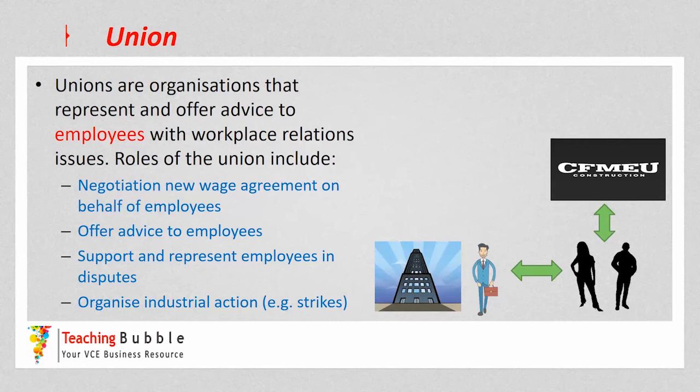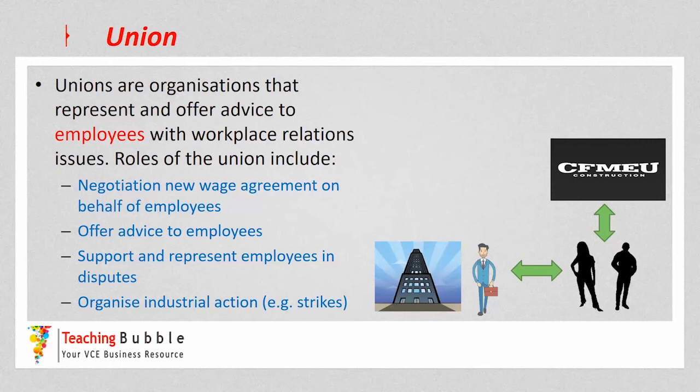So part of the role of a union is to negotiate new wage agreements on behalf of employees, because they are there to represent the employees and get the best deal for the employees. They also offer advice around workplace relations issues. That could be during the term of their agreement, or offering advice during the term of a negotiation or a dispute or anything like that. They offer support and can also represent employees again during times of dispute.